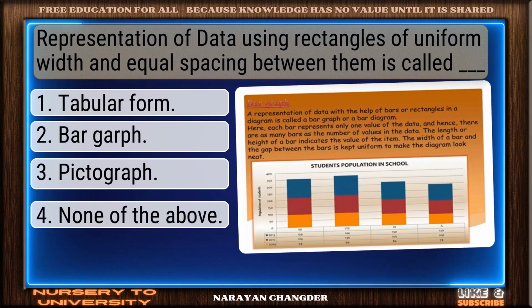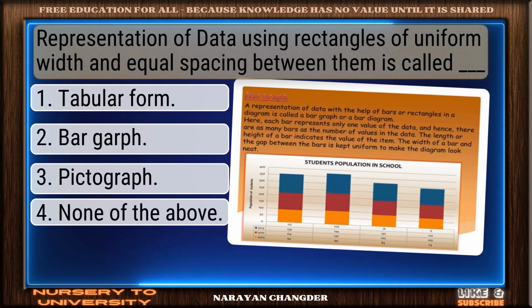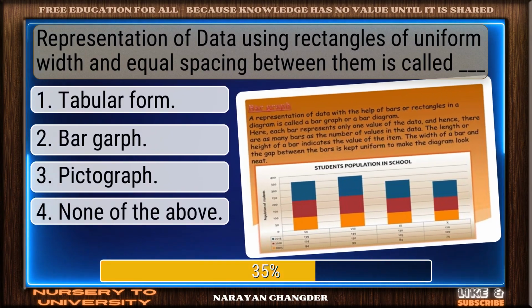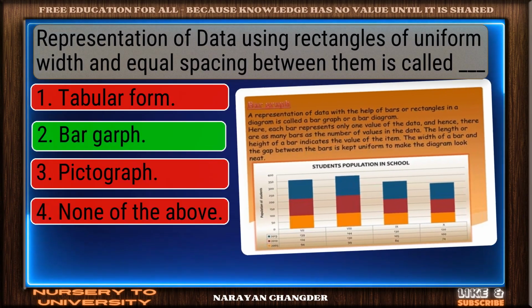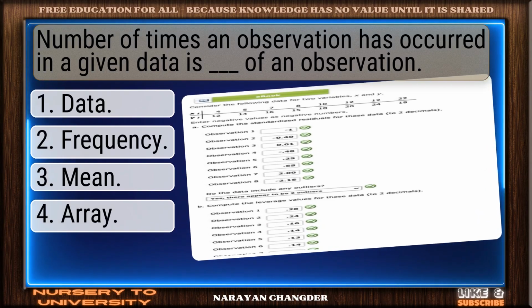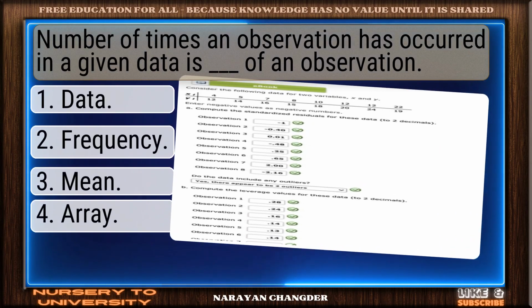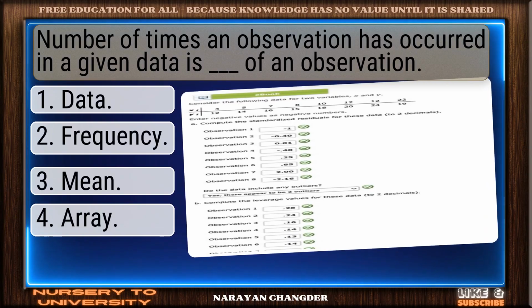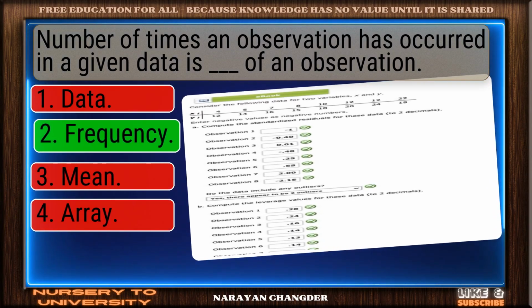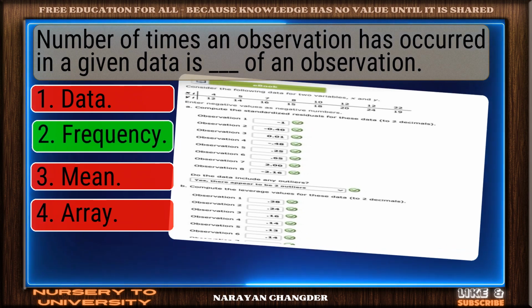Representation of data using rectangles of uniform width and equal spacing between them is called dash. Right again. Bar graph is a valid answer. Number of times an observation has occurred in a given data is dash of an observation. You chose frequency, and it is correct.